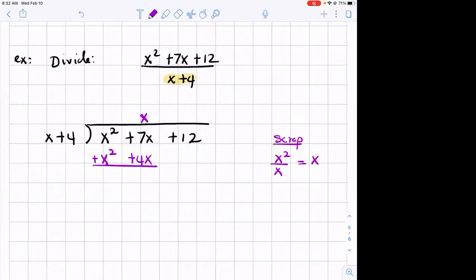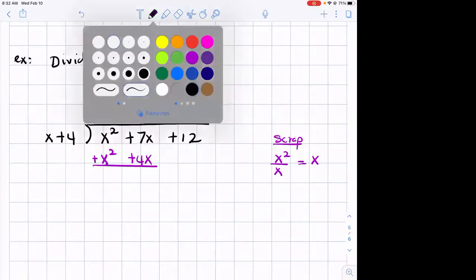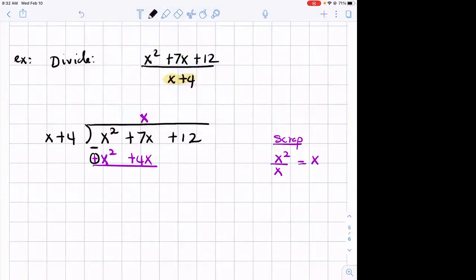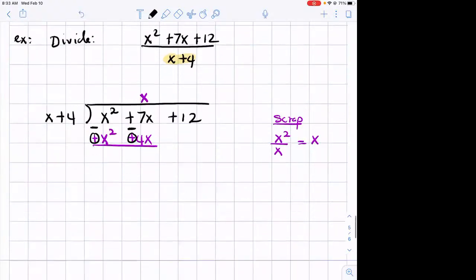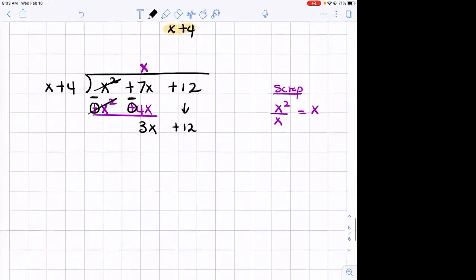Don't forget, we have to change the signs. So this plus becomes a minus, this plus becomes a minus. They always change to the opposite. So 7x minus 4x becomes 3x. Plus x squared minus x squared cancels out. And before you do anything, you must bring down. And then we repeat the process again.